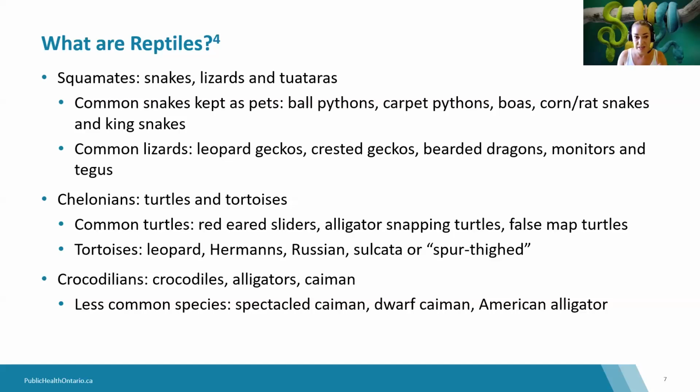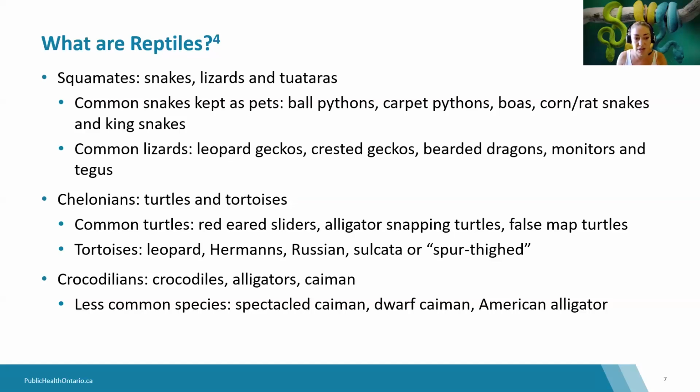And then lizards, again, there's a lot of diversity in lizards that are kept in terms of size and diet. Leopard geckos, for example, are very common. Crested geckos have exploded in popularity. They were actually not known as a species until 1990, and they're probably one of the most common lizards kept today. Bearded dragons, monitors, and tegus are larger predatory lizards that some people keep.